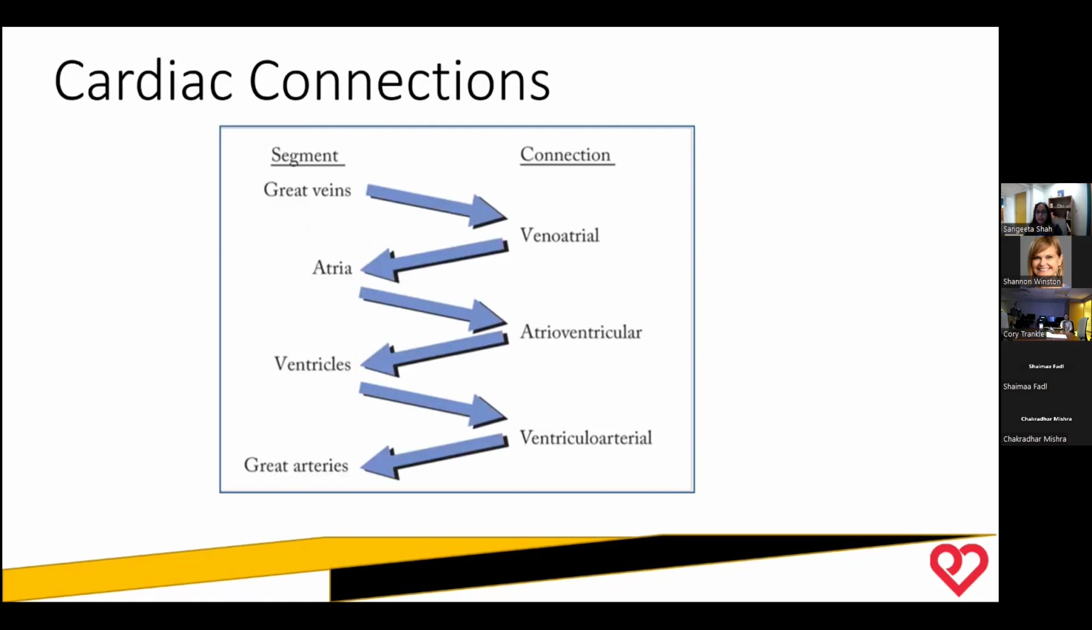Another way sometimes that we think about, and this is how I started doing congenital heart disease, is you just kind of write down the segments on one side and then write down the connections and see if you can follow the blood flow. So the great veins are the SVC and IVC. How did they connect to the atria? Then how did atria connect to the ventricles? And then how did the ventricles connect to the great arteries? And these are the connections that we talk about when putting in our report.